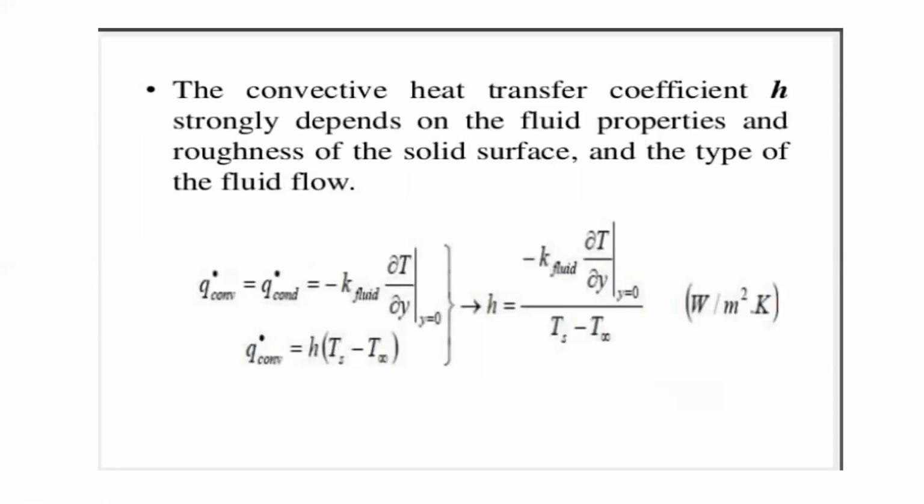So in the next slide, we can check it out. What is the major factor by which the H value is going to change? H is nothing but a constant value. It has no units. It is a heat transfer coefficient, the convective heat transfer coefficient. That constant value we call the convective heat transfer coefficient. It strongly depends on the fluid properties, the roughness of the solid surface, and the type of the fluid flow.